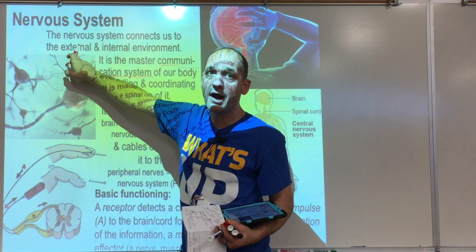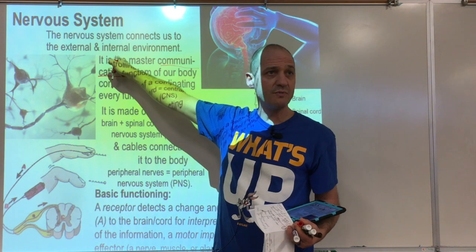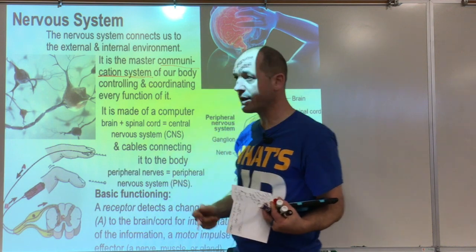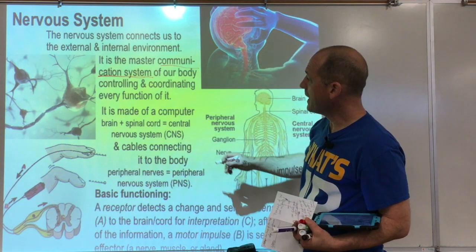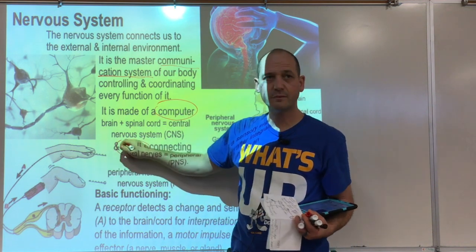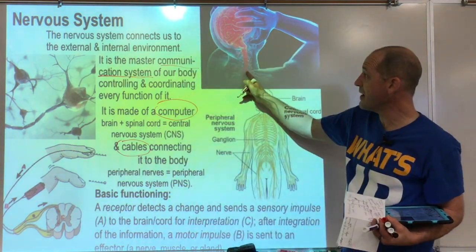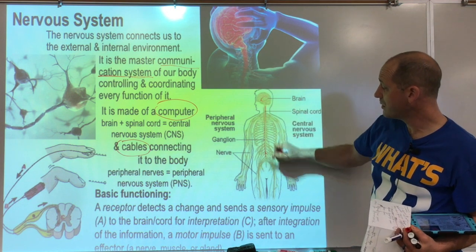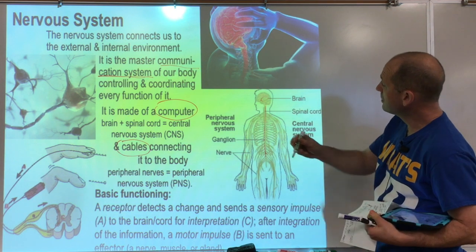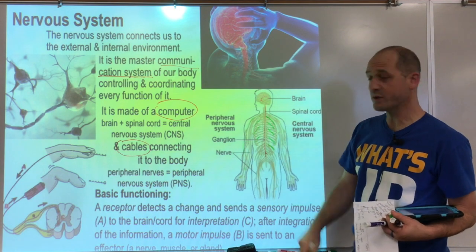When it says external environment, that means you're looking around, you can see what's going on out here. When we say internal environment, that means the nervous system knows how fast your heart's beating, how fast you're breathing, all that stuff. It knows all that. It's made of a computer, so to speak, and a lot of cables. And the computer is the brain and the spinal cord. And the cables is what comes out on the side of the spinal cord and then feeds to all the body cells.